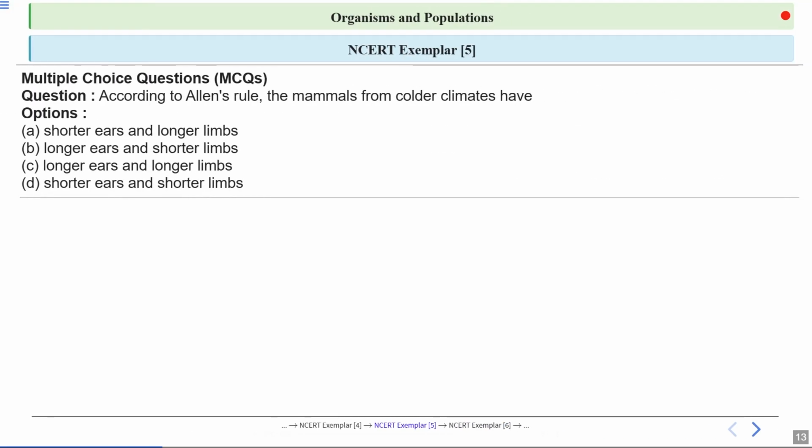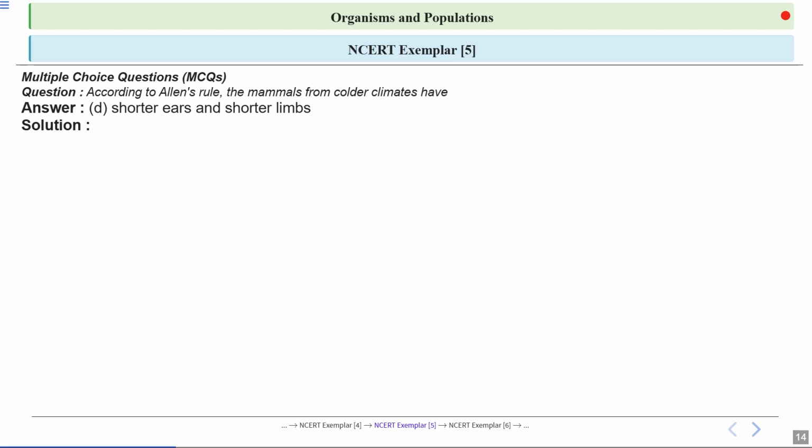Next question, according to Allen's rule, the mammals from colder climate have. So what are the options? Option number A, shorter ears and longer limbs. B, longer ears and shorter limbs. Option number C, longer ears and longer limbs. And option number D, shorter ears and shorter limbs. What is the correct answer? Okay, the answer is option number D, shorter ears and shorter limbs.